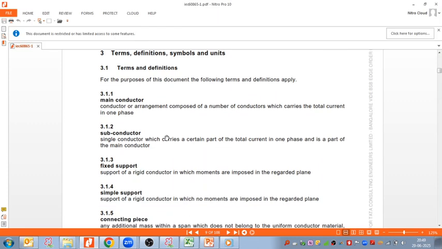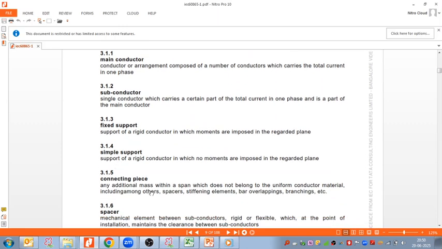And terms and definitions: what is the main conductor, what is a subconductor. A subconductor is a single conductor which carries a certain part of the total current in one phase and is part of the main conductor. Sometimes we use a bundle conductor, meaning more than one conductor per phase. In that bundle conductor, each conductor we call a subconductor.